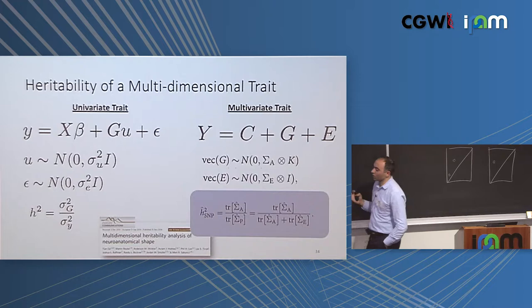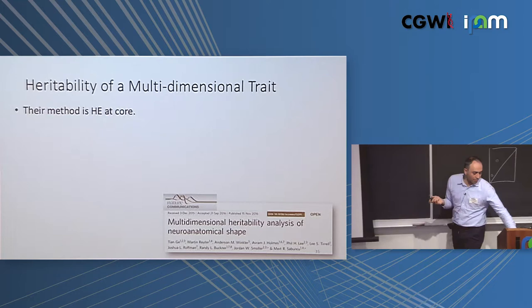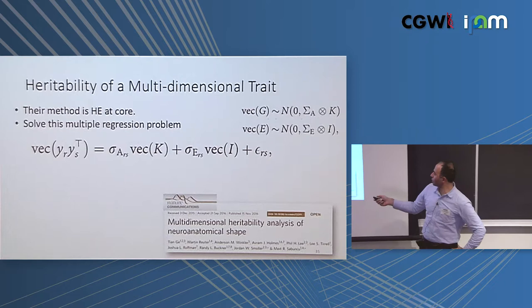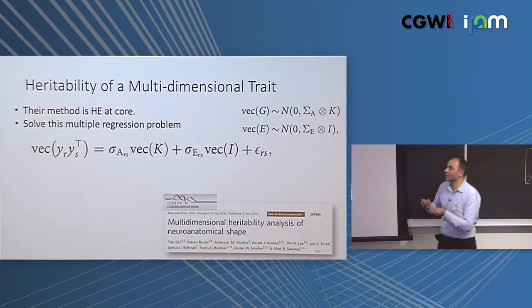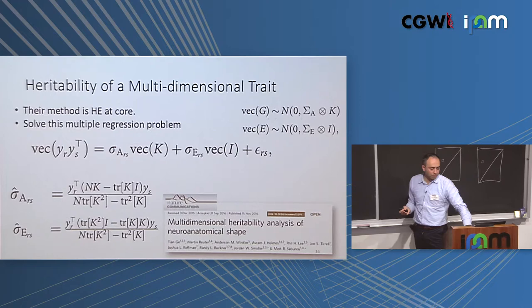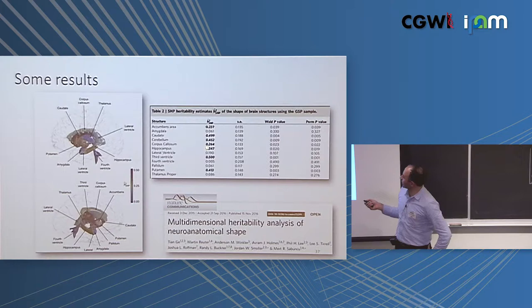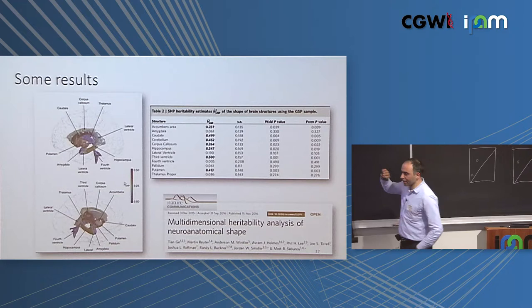At the end, the core of their method is Haseman-Elston regression. Remember the example that I gave you? Basically they have a bunch of linear regressions, but instead of one linear regression, they have multiple linear regressions for every pair of the phenotype that you multiply with each other. It's very simple to compute, and you can compute this in a closed form. And what they showed was that some structures, for example the hippocampus, are highly heritable, while other structures, such as the lateral ventricle, which is a small area that contains fluid in the brain, are less heritable.